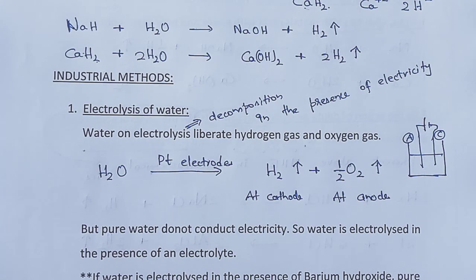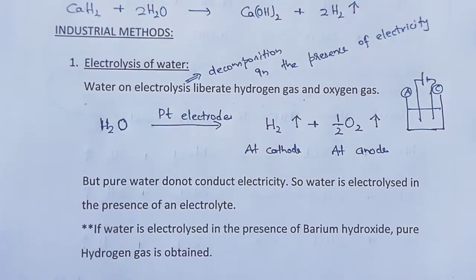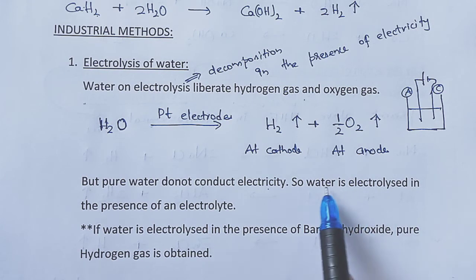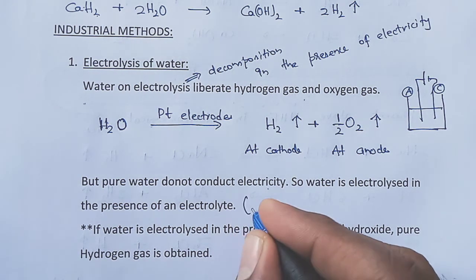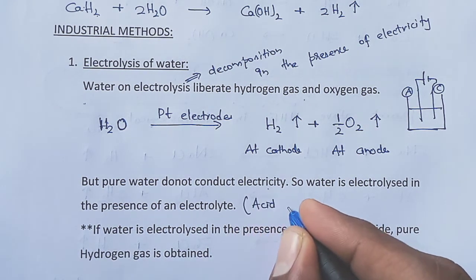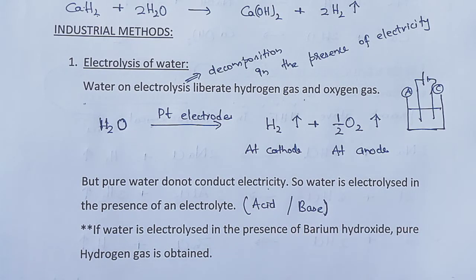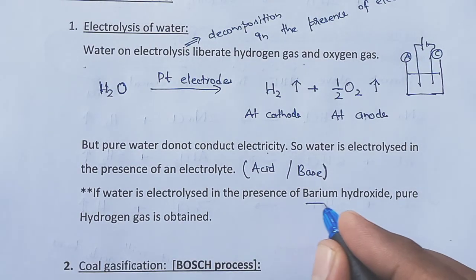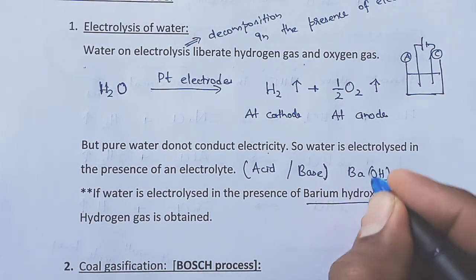Okay, now the thing is, if we take pure water, it will not conduct electricity. Pure water does not conduct electricity. So what we should do is, we have to do the electrolysis in the presence of an electrolyte. Generally, for the sake of electrolyte, we will use an acid or base. Okay, we have to use one acid or base. Suppose you use barium hydroxide as the electrolyte. What is barium hydroxide? Ba(OH)2.